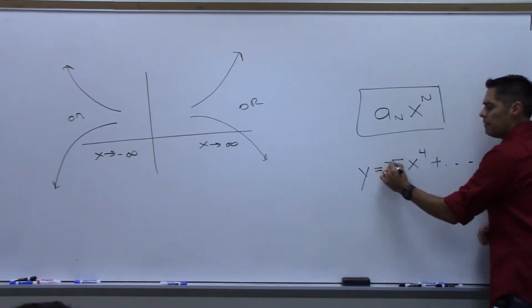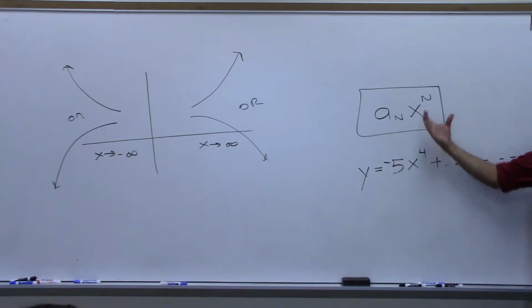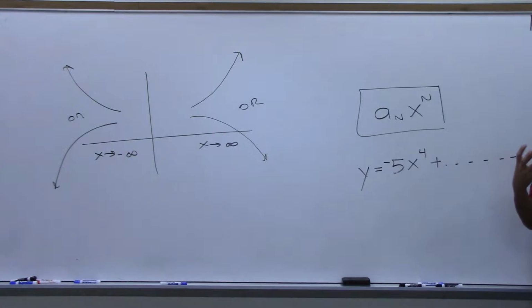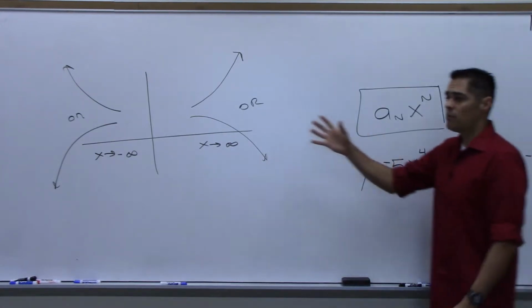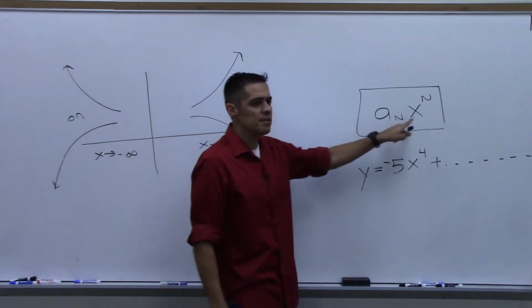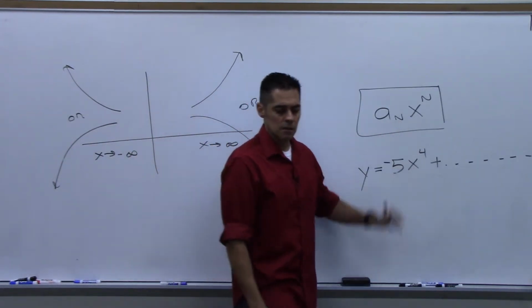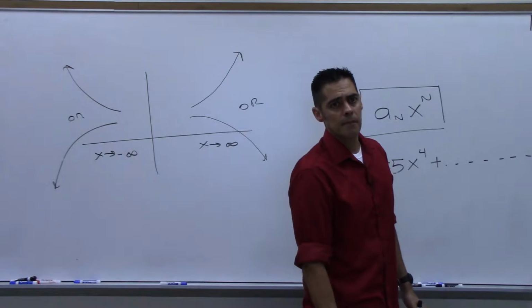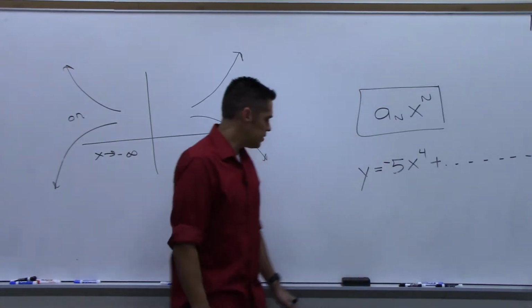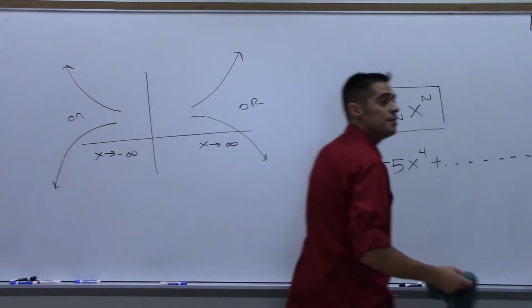What if I put a negative 5 here? Then it would both go down, right? Both sides would go down. So all the information that we need about the left and right behavior of a polynomial function comes from just knowing this piece right here. Which leads us to something really nice, called the leading coefficient test. And it's that table right there.